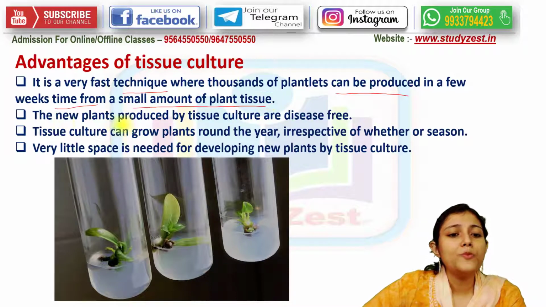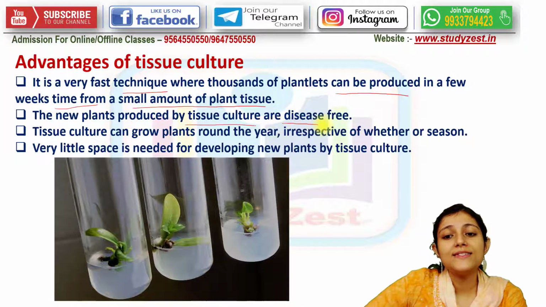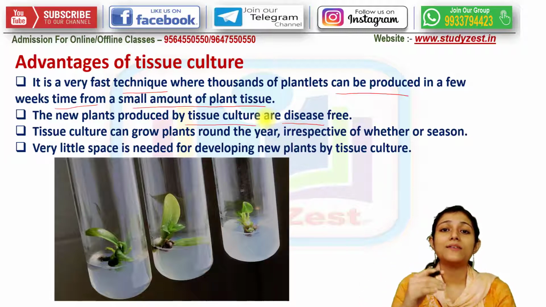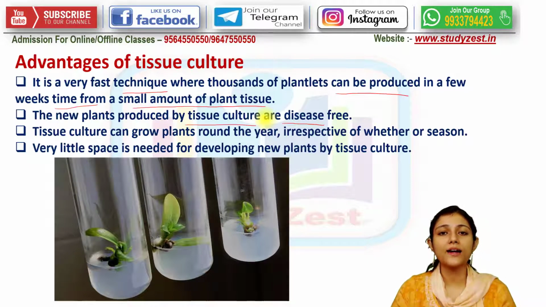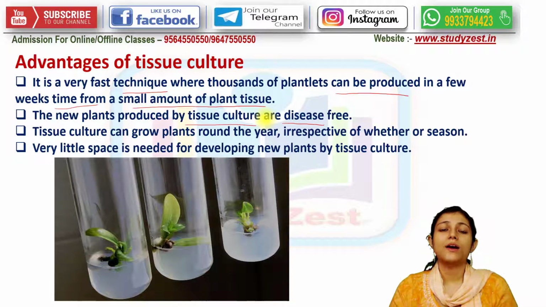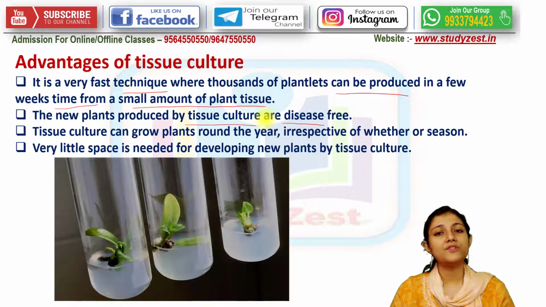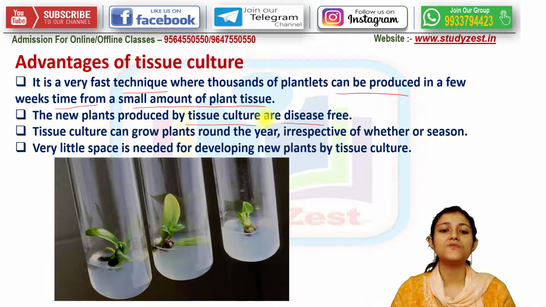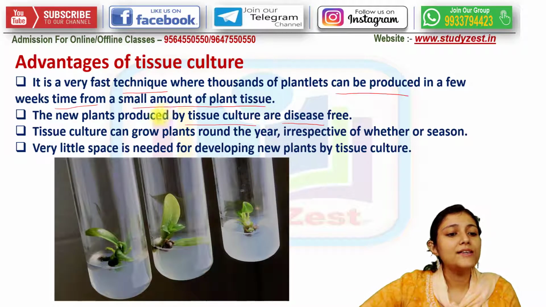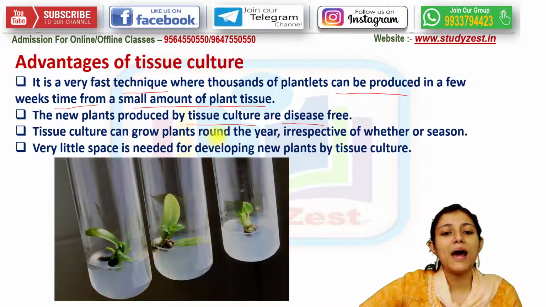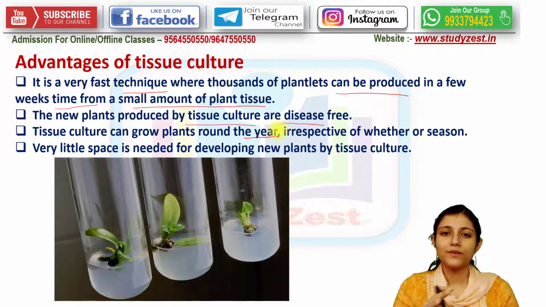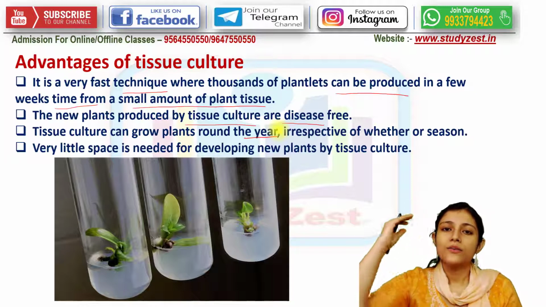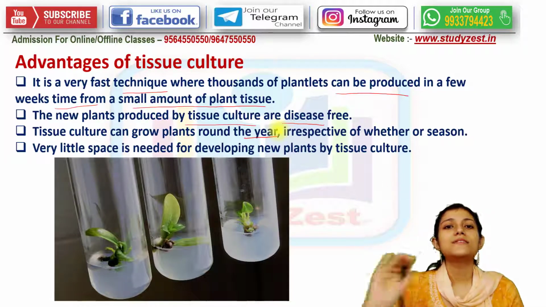Okay, the new plants produced by tissue culture are disease free क्योंकि ये हम लोग लैब में कर रहे हैं. Within the laboratory, within the sterilized condition this whole process is being conducted. So there will not be any chance of contamination. Contamination free रहेगा. Contamination free means disease free. So plants will be disease free and tissue culture can grow the plants round the year. It doesn't depend on a proper time कि ये proper time जो winter में ही होगा ना summer में ही होगा. It doesn't depend on that.